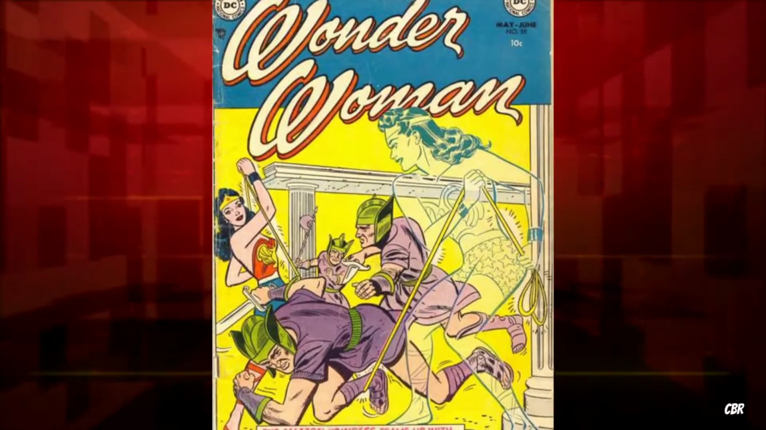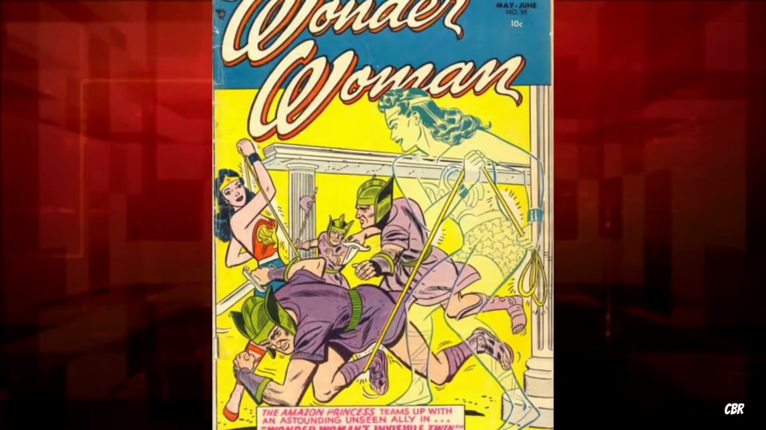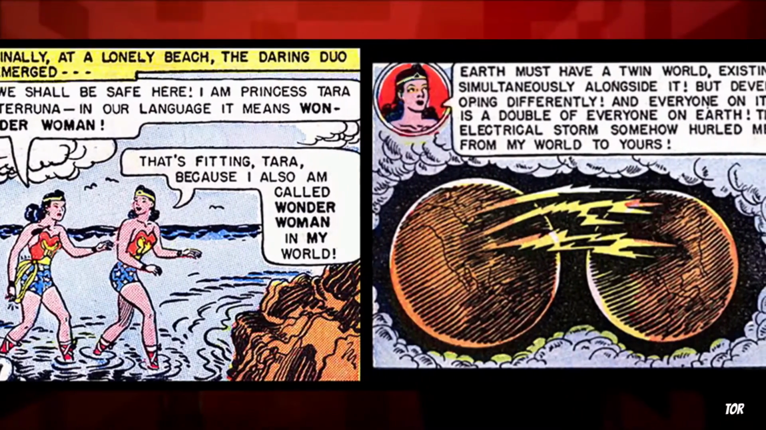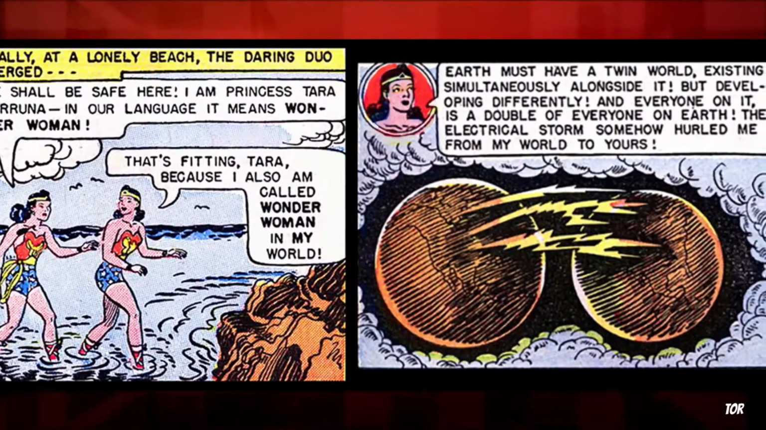Skip ahead to Wonder Woman number 59 in 1953, and we're introduced to the first mention of a parallel Earth, where Diana meets her counterpart named Terra Taruna, or Wonder Woman in her native tongue. It's like that Futurama episode.